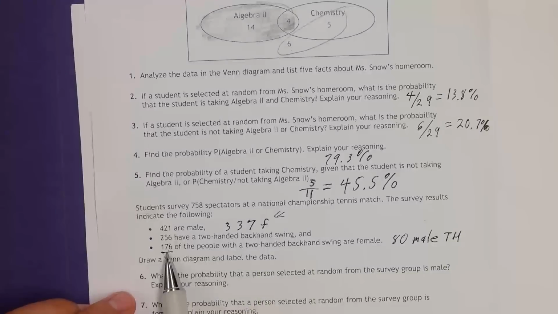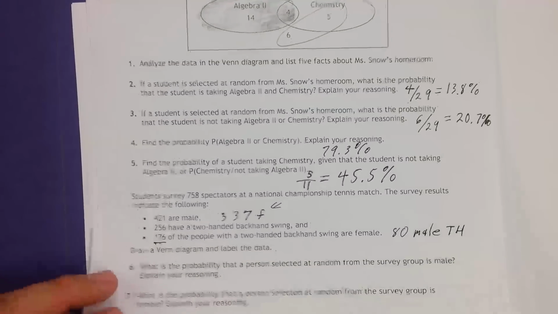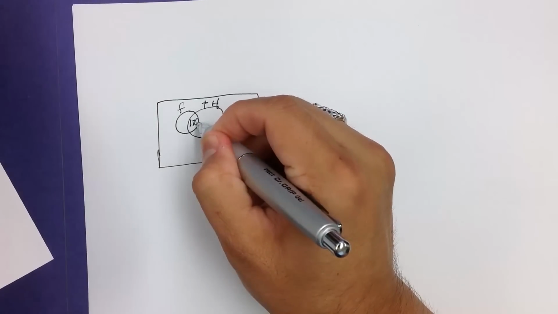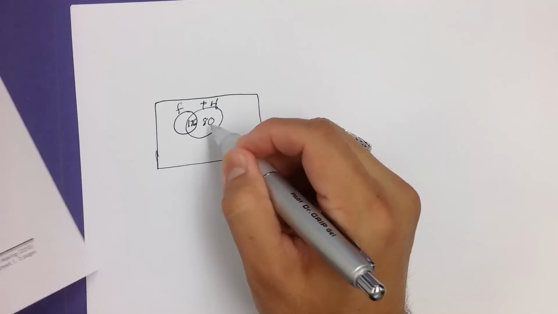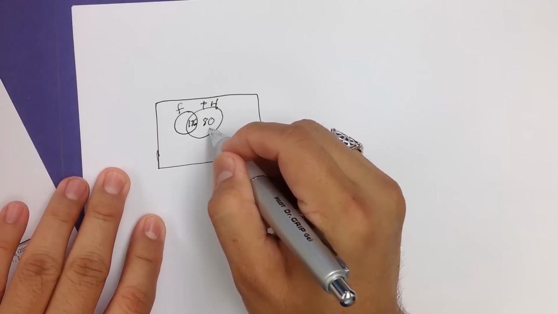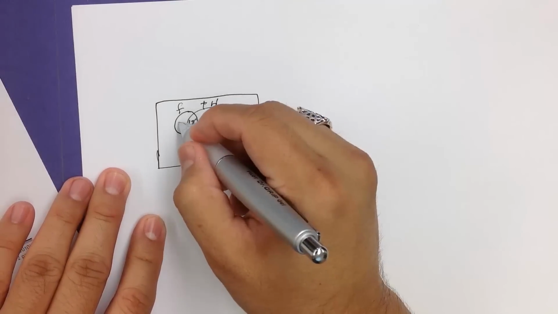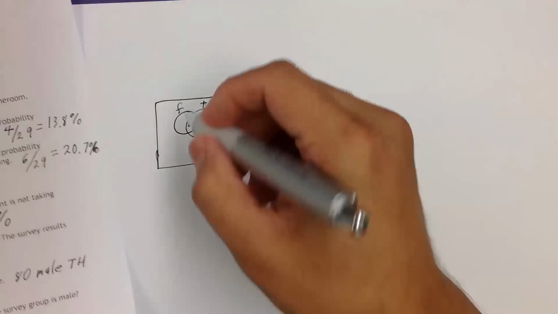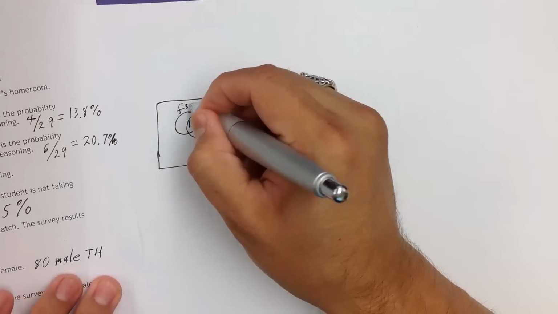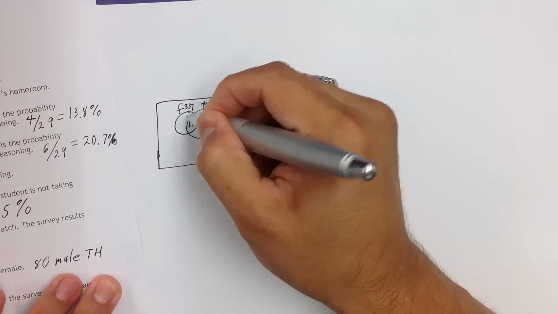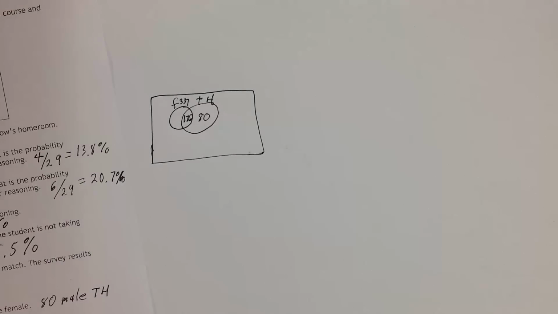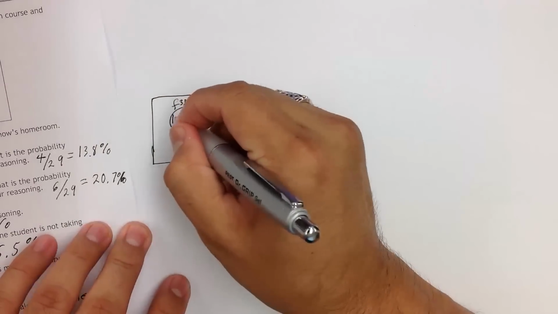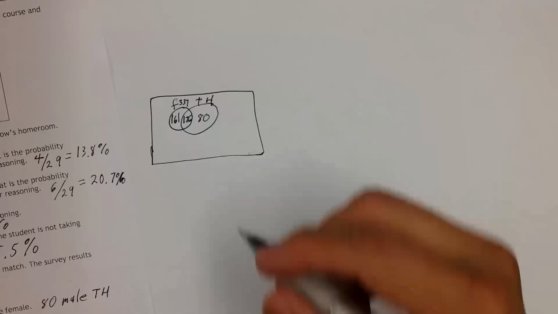So now we look right here. This is what the two groups have in common, the 176. So 176 goes right in the middle. 80 goes right here because these are males with a two-handed backhand swing. Then we can find out a few other pieces of information. There's 337 females. So if I take 337 minus 176, I'll just subtract these two numbers. That leaves me with 161 females without a two-handed backhand swing.